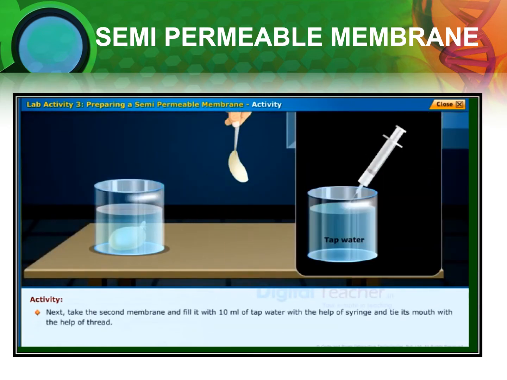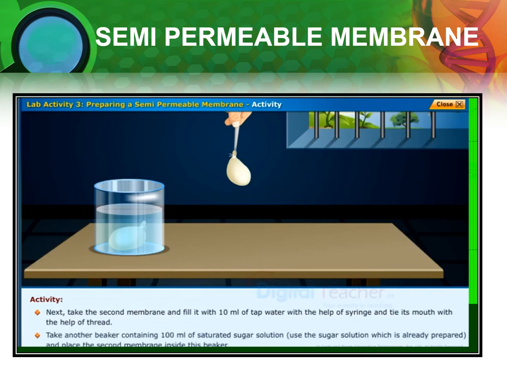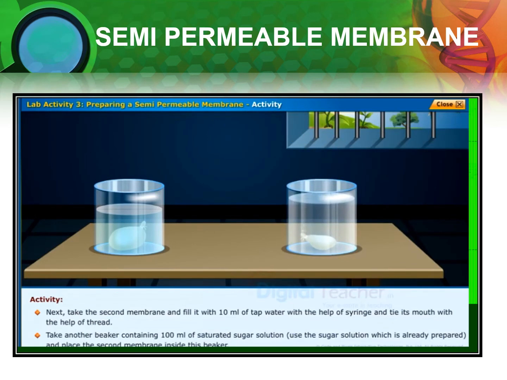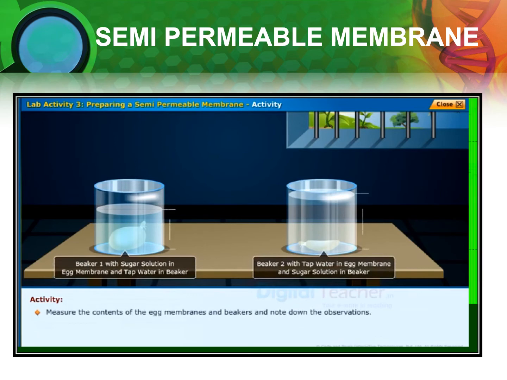Next, take the second membrane and fill it with 10 ml of tap water with the help of syringe and tie its mouth with the help of thread. Take another beaker containing 100 ml of saturated sugar solution. Use the sugar solution which is already prepared and place the second membrane inside this beaker. Measure the contents of the egg membranes and beakers and note down the observations.